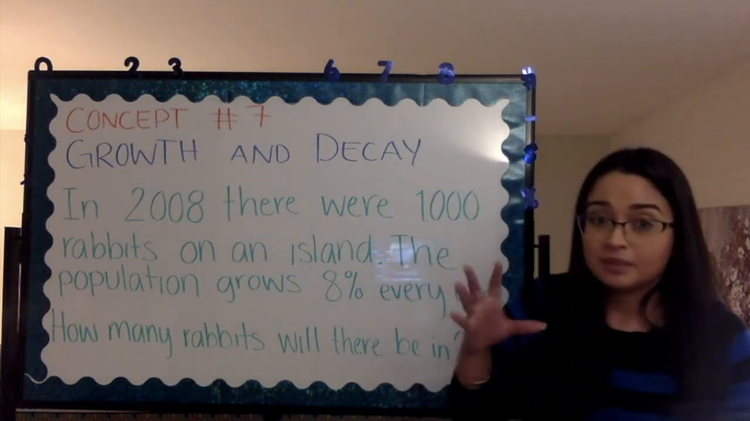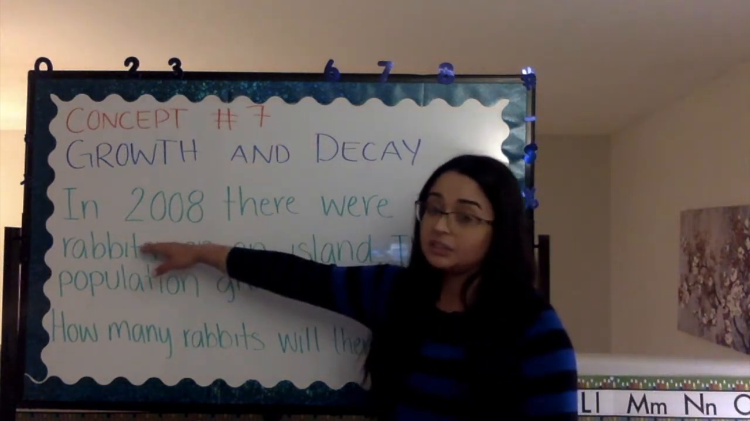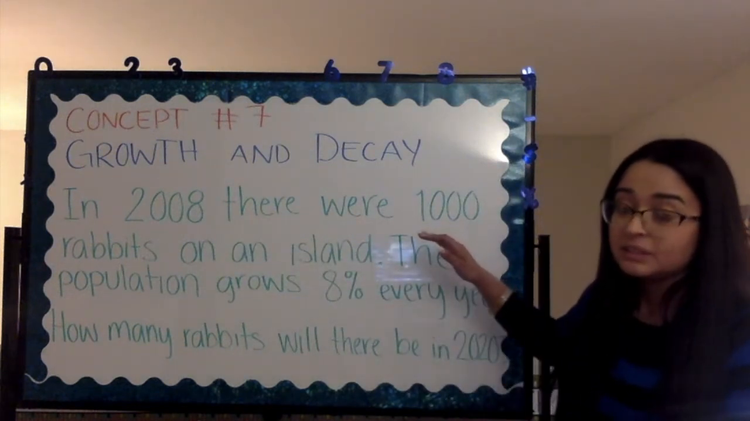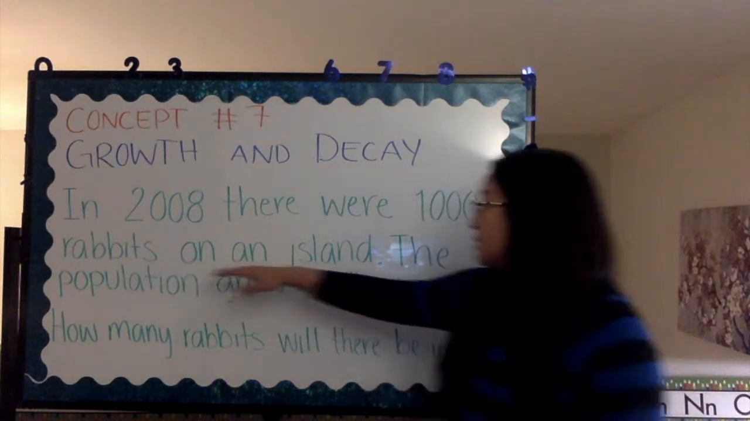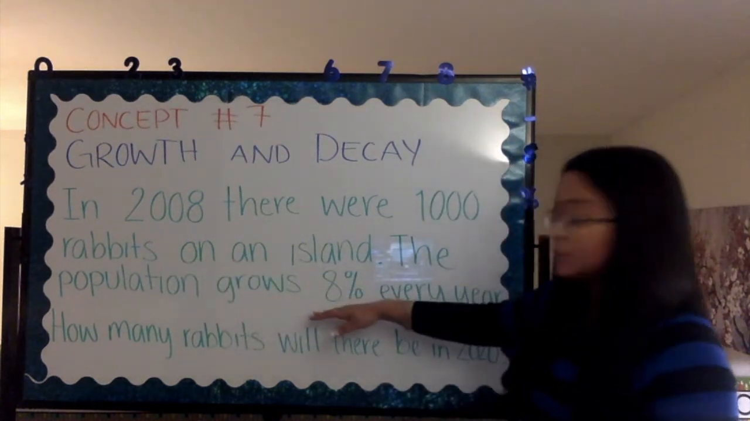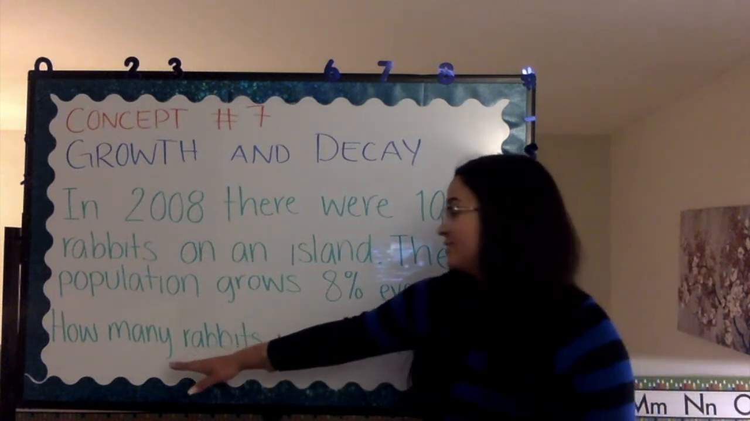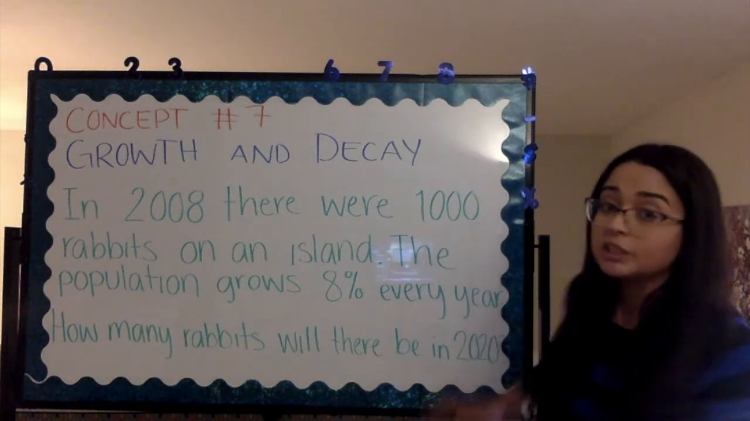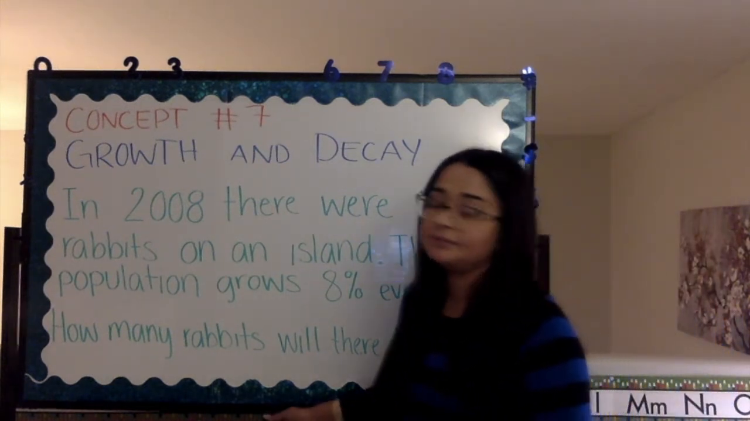So that is all key information. 2008, which is the year where we're starting. 1,000 bunnies, which is what we are starting with. The rate of change, which is 8% each year. And how many rabbits there will be in 2020. 2020 is key information as well. Let me show you why.